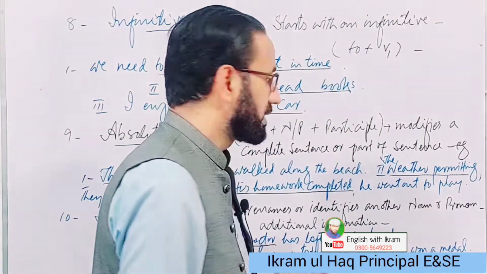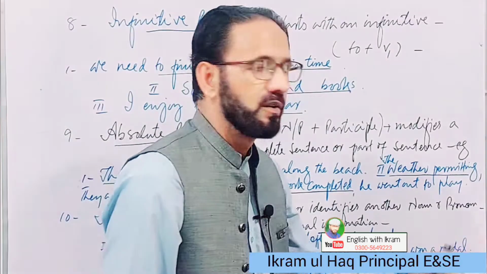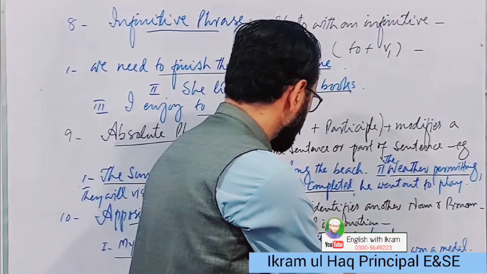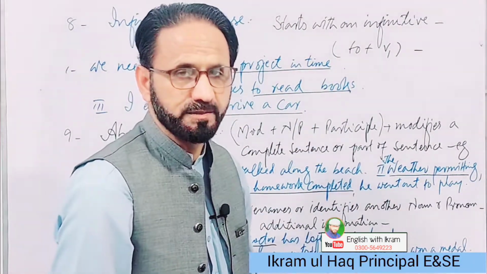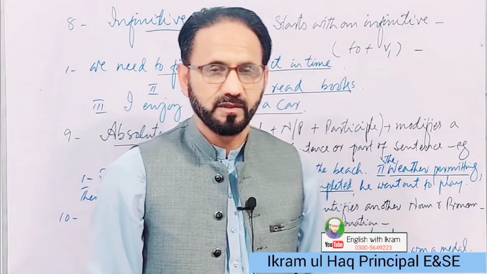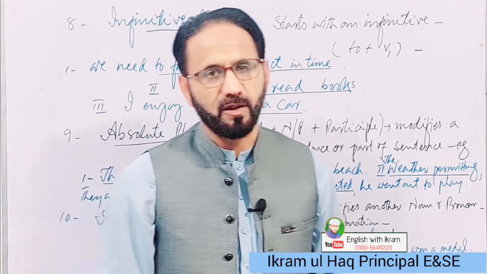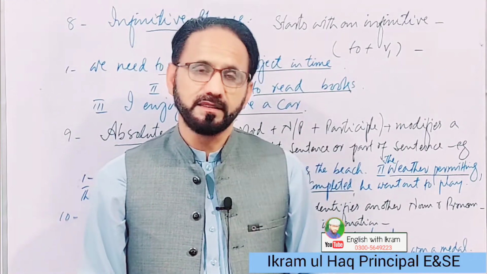Another example, the girl, an outstanding speaker, has won a medal. Girl, an outstanding speaker. So this additional information, this phrase, an outstanding speaker, is renaming the girl. This is an appositive phrase. An appositive phrase normally renames or identifies a noun or pronoun in the sentence.